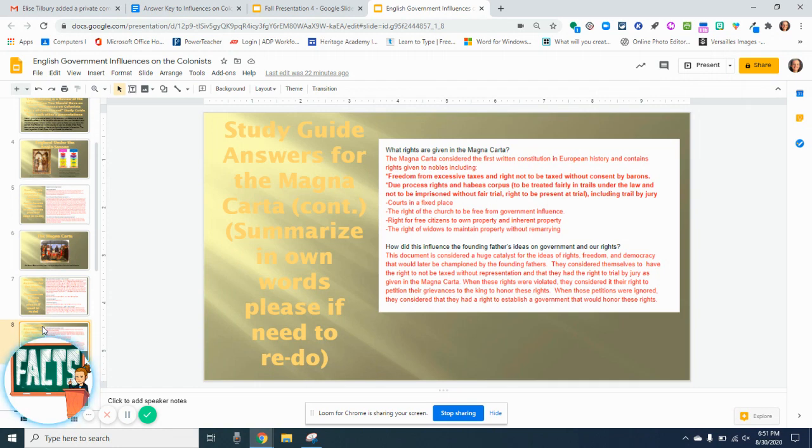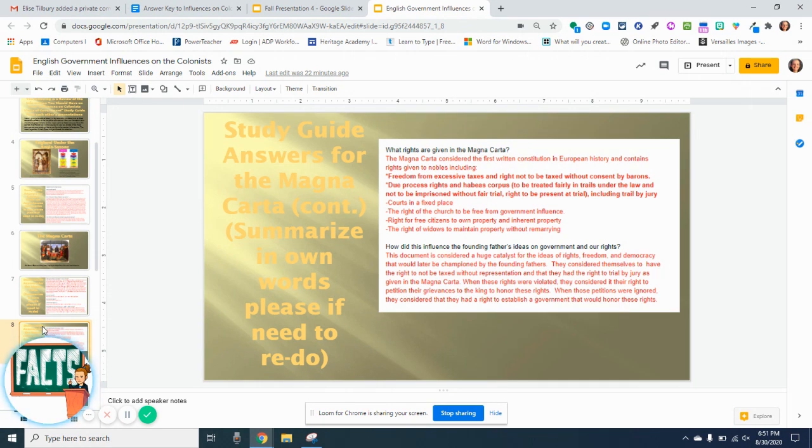So how did this influence the founding fathers' ideas on government and our rights? This document is considered a huge catalyst for the ideas of rights, freedom, and democracy that the founding fathers would later champion in the United States. They consider themselves to have these rights. The founding fathers consider themselves to have the right not to be taxed without representation, that they had the right to trial by jury, they had the right to representation. They considered themselves to be British citizens, and therefore they had these rights established in the Magna Carta.